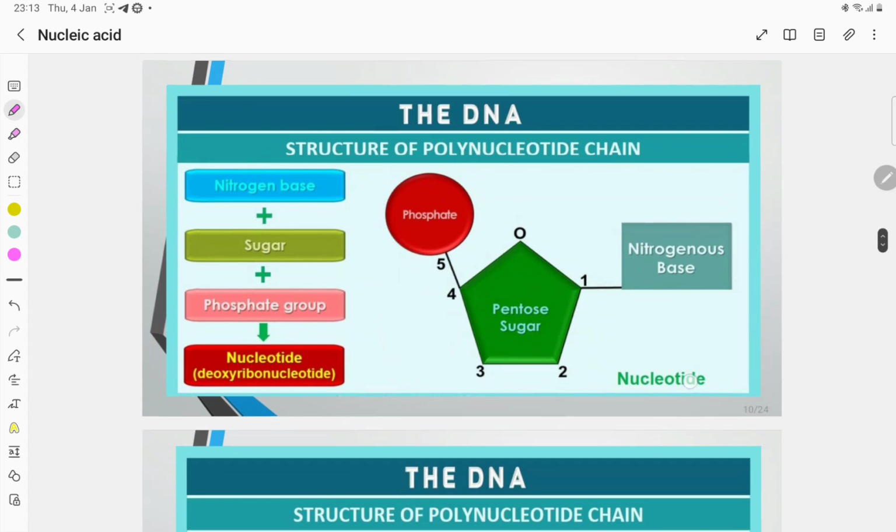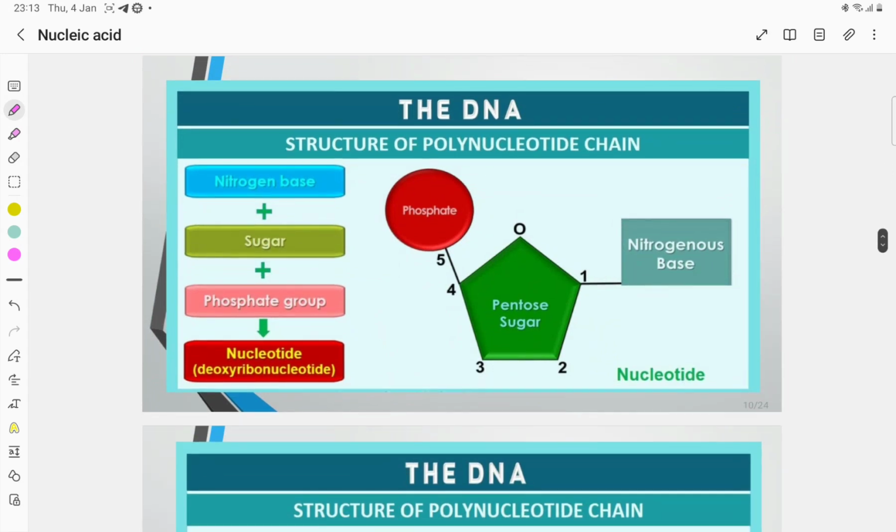Now look at this next slide. In this slide it is written that one position of the pentose sugar, the first position, binds with the nitrogen base, either adenine, guanine, cytosine or thymine. And the fifth position also bonds to a phosphate group.